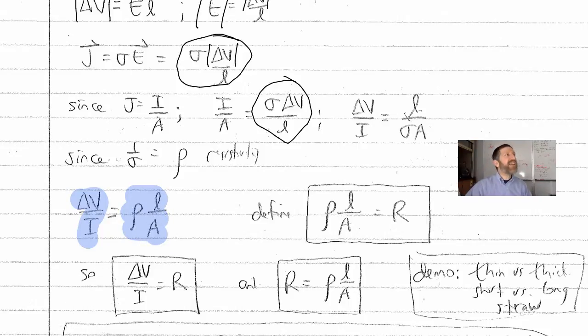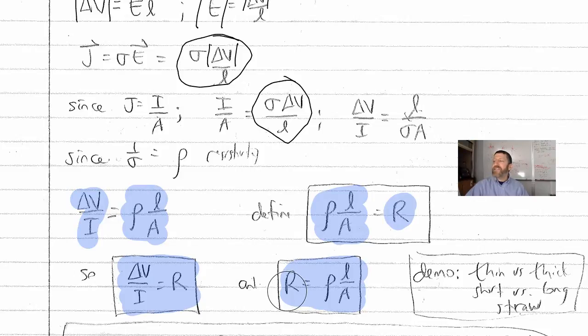So as long as I define resistance like this, if I make this the definition of resistance, then I've got what we used to call Ohm's law, which is really just a way of looking at what resistance is. Resistance is the ratio between delta V over I, but I can calculate it like this. And I'm going to show you guys the meaning of this with a cool demo right now.